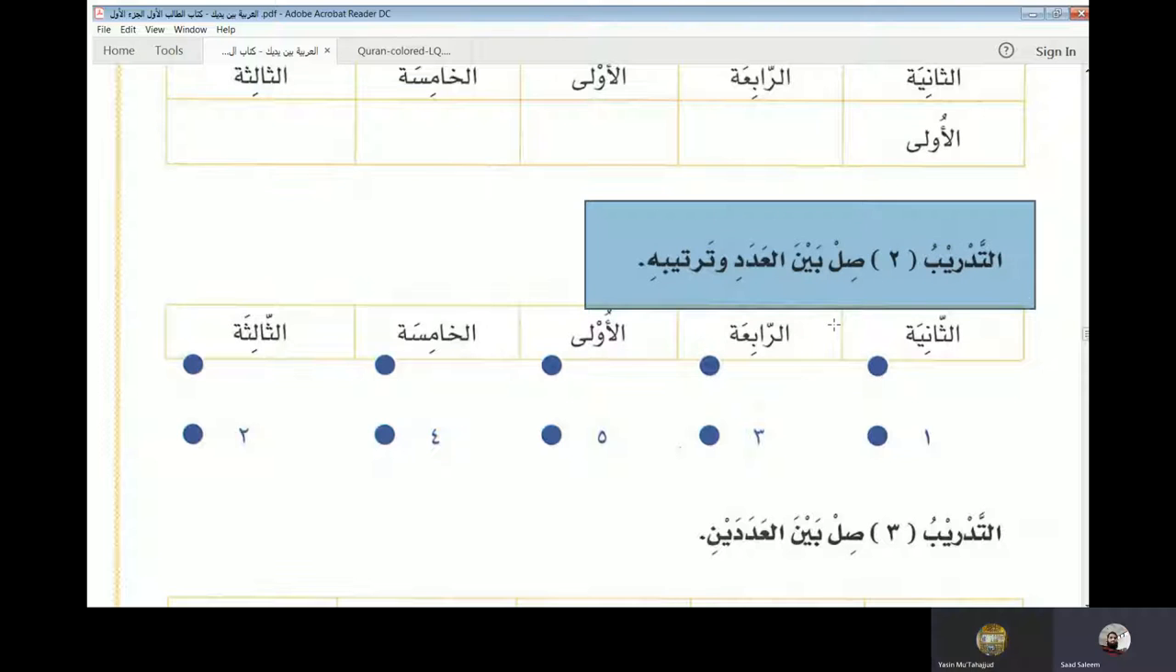Read this question. Tadrib ath-thani, or should I say Ath-Thaniya? No, Thaniya is for feminine and tadrib is masculine. Okay. Tadrib ath-thani, silbayna al-adadi. Good. So just connect what between first? Oh, connect the number and position. Connect the number with position.